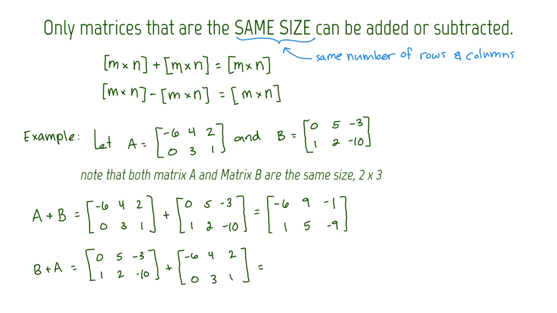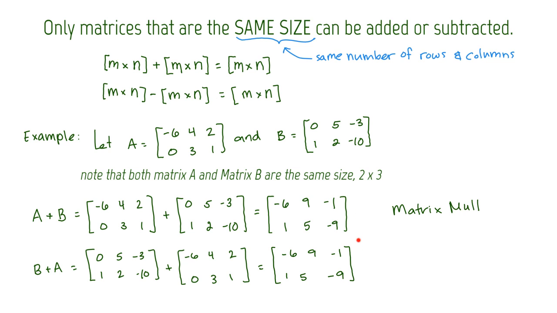Let's see what happens when we add these two matrices in the other order. B plus A. So now the B is on the left and A is on the right. Again, I'm just adding corresponding entries. So 1 and 0 make this 1. 2 and 3 make 5. -10 and +1 make -9.